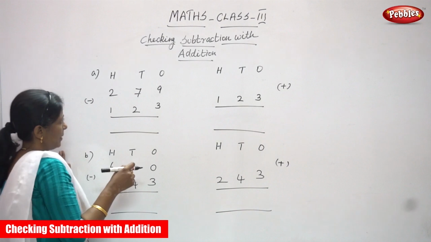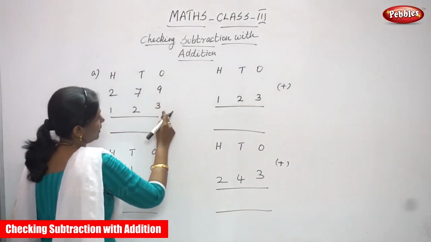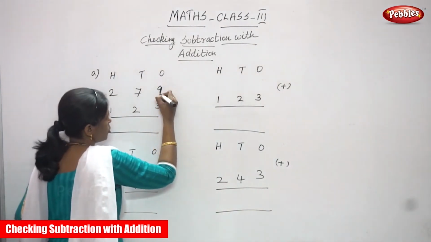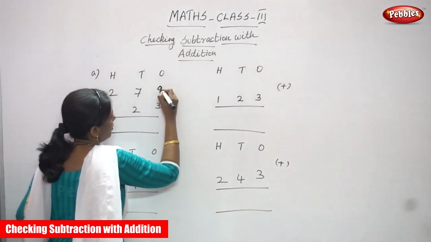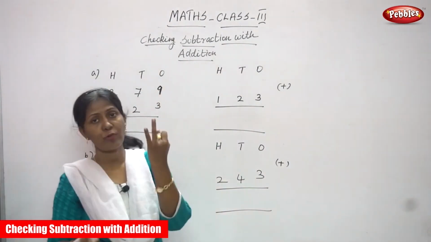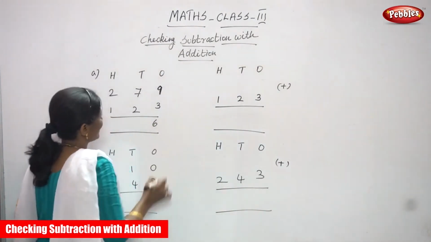So now we are going to subtract. 9 minus 3. So what are you going to do? 9 is a greater number and 3 is a smaller number. Now you can subtract, no issues. So 9 minus 3. After 3 you have to count 4, 5, 6, 7, 8, 9. So what is the number? 6. You have to write 6 here.